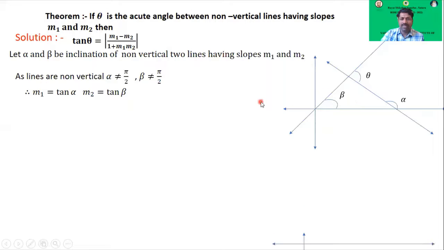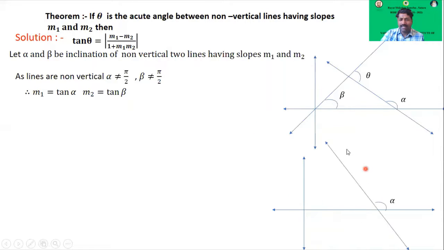This is one of the possibilities. Second, in the second diagram, you can see that this is the angle alpha, which is the inclination of this line, and this is the angle beta. But here, this theta is an acute angle. This is an obtuse angle, and this one is an acute angle. So there are two possibilities of acute angle.